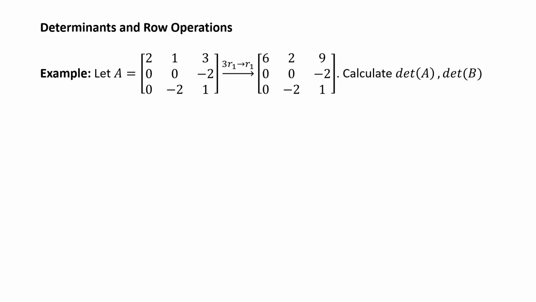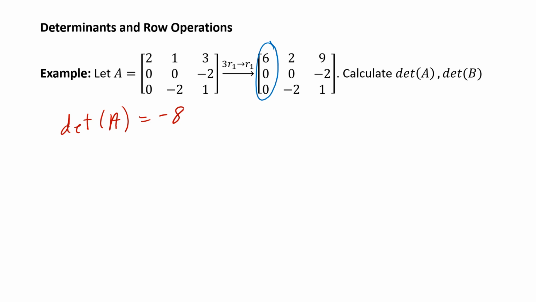What about my second row operation? My second row operation says I can take a multiple of any row and replace that row with it. So here I'm taking 3 times row 1 and that becomes my new row 1. So we've already seen that the determinant of A is equal to negative 8. That's the same matrix as I had before. What about my matrix B?